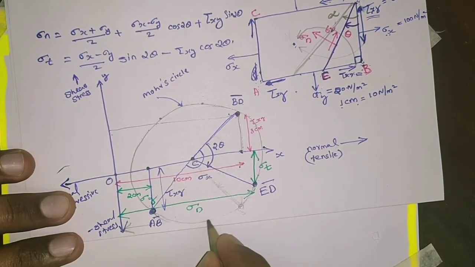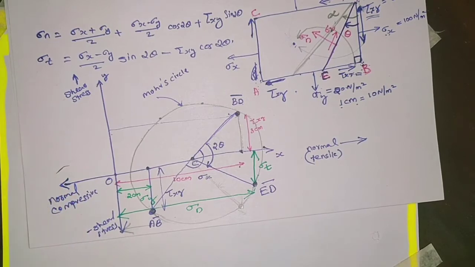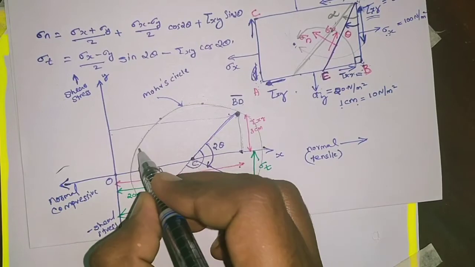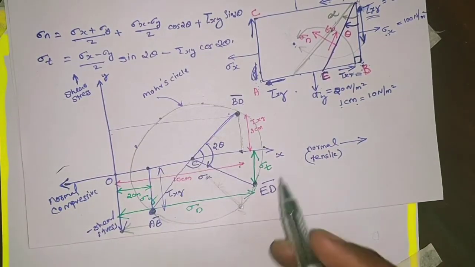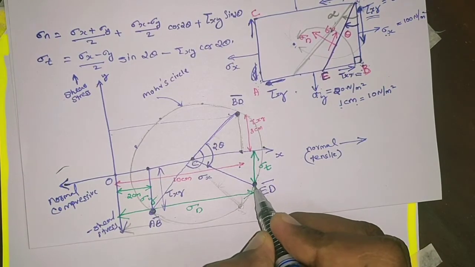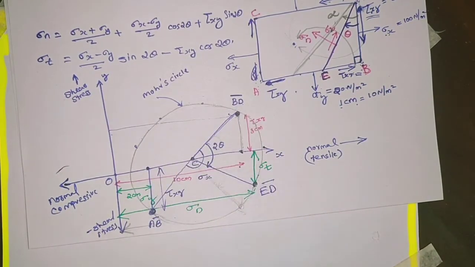So similarly we can draw any plane using this Mohr Circle. Already I said any plane on this system will be a point on the Mohr Circle. So here we can see this ED plane is this point on the Mohr Circle.